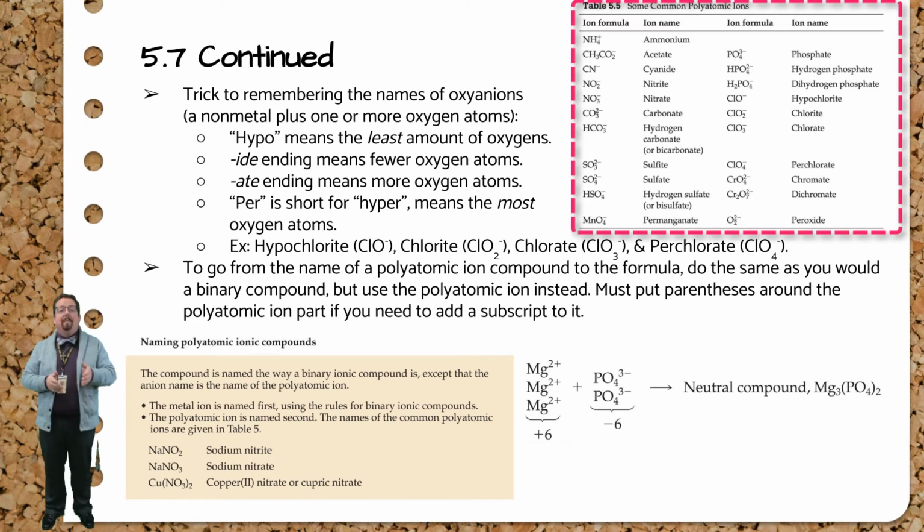To go from the name to the formula, you do the same exact thing as you would for a binary ionic compound, but if you have to add a subscript to indicate that there are multiples of a polyatomic ion, you must place the polyatomic ion in parentheses with the subscript on the outside of the parentheses.